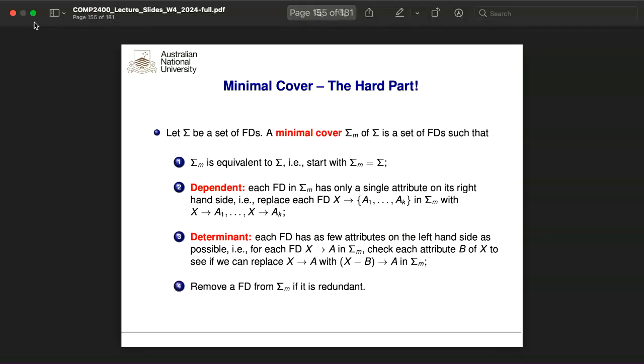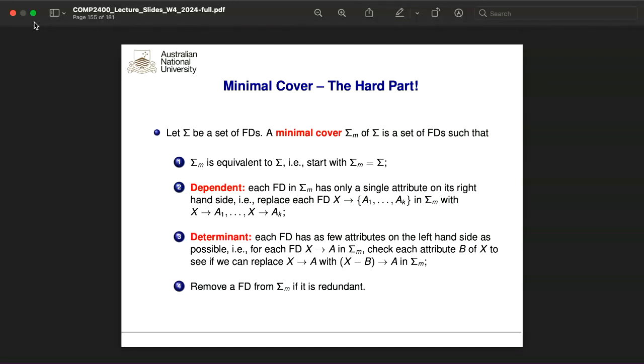Then finally, we need to remove redundant functional dependencies. So this is the general idea of the algorithm. We start with the given functional dependencies. The first step, we check the Y side and split them. Then we check the X side and try to remove redundant attributes in X. The last step is to remove redundant functional dependencies from the set.